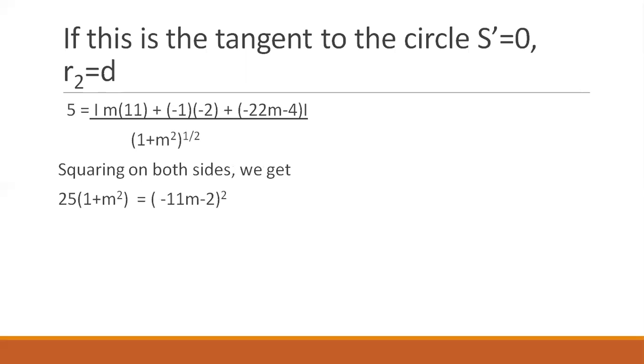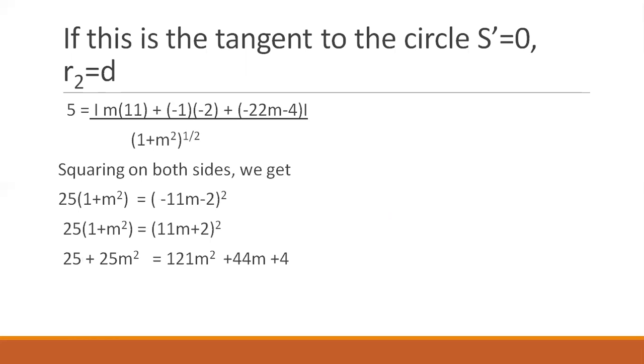Squaring on both sides. 25 times 1 plus m square is equal to, on simplification, on right hand side, it is minus 11m minus 2 whole square. On right hand side, taking minus common won't affect the equation because it is squared. It comes as 25 times 1 plus m square is equal to 11m plus 2 whole square. On expansion and simplification, we get 96m square plus 44m minus 21 equal to 0, which is a second degree equation in m.